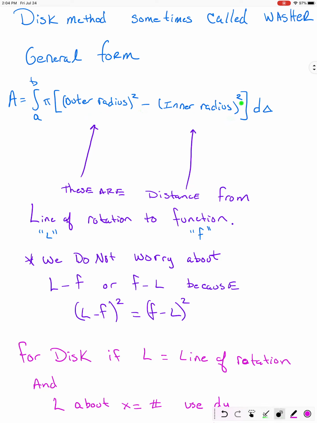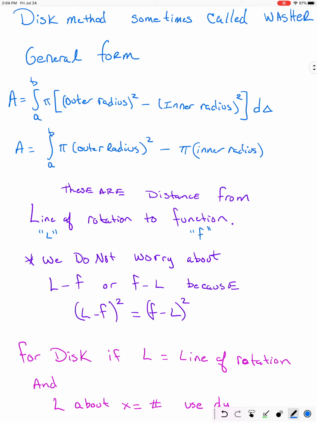Now sometimes you'll see this written in a textbook a little bit differently. Sometimes you'll see it written as the integral from a to b of pi times outer radius squared minus pi times inner radius squared. And that's really just the same thing. The only difference between those two things is I have factored out the pi's in each term and written them out front, and then just have the outer radius squared minus the inner radius squared.